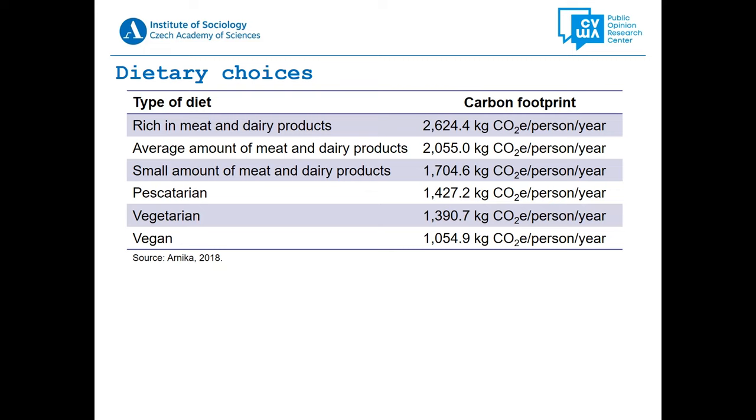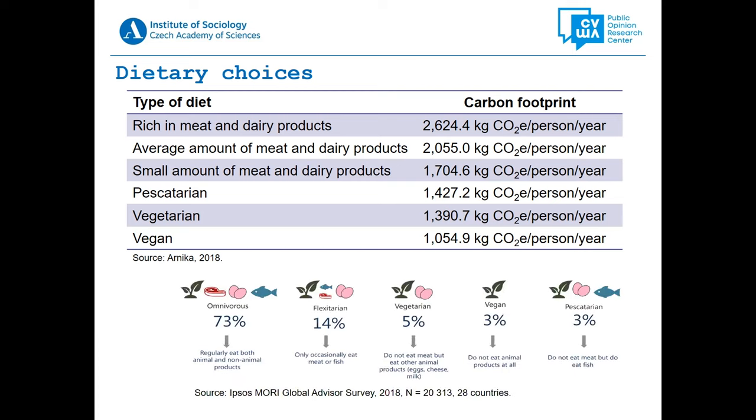Indeed, switching to a plant-based diet is considered one of the most effective tools for fighting climate change. The popularity of plant-based diet in the world is growing. The year 2019 has been named the Year of Veganism by the Economist magazine. According to the survey by Ipsos from 2018, in the world there was 73% omnivores, 14% flexitarians, who are the people who are reducing the consumption of meat and dairy products, 5% vegetarian, 3% vegan, and 3% people who eat only fish.